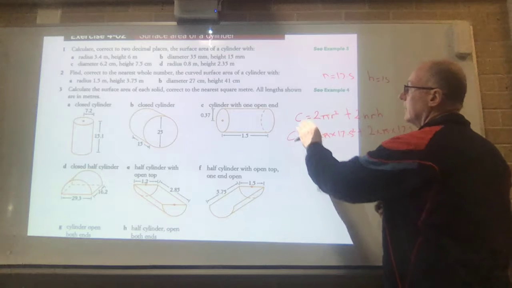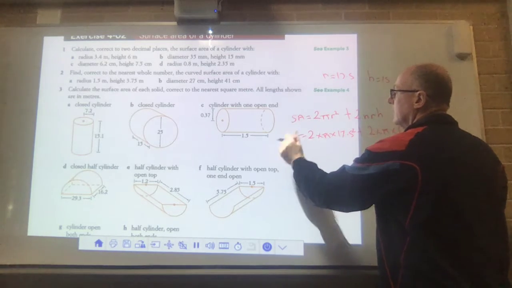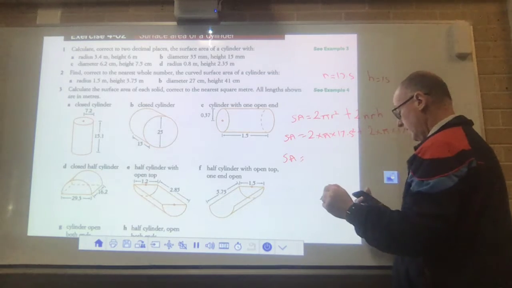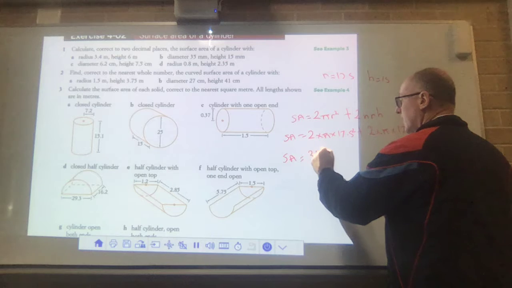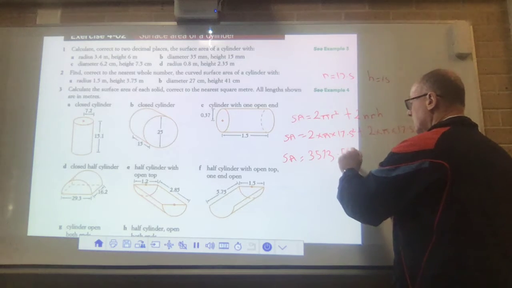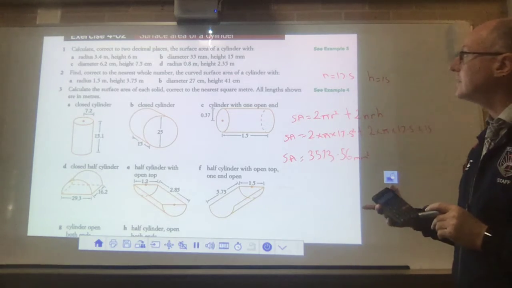Shouldn't be writing circumference here, I should be writing surface area. My apologies. Surface area equals 3573.56 millimetres squared. Okay, so the surface area for the second one is that.